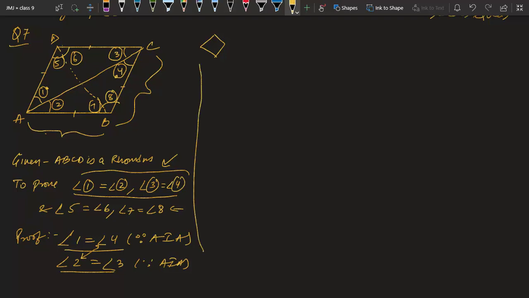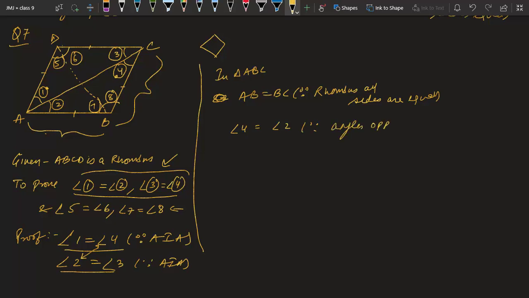So let me write that. In triangle ABC, angle 2, first let me write that, we can say AB is equal to BC because in a rhombus all sides are equal. So this question was very easy. We can say by that angle 4 is equal to angle 2 because angles opposite to equal sides are equal. You can write the complete reason because they are containing marks.